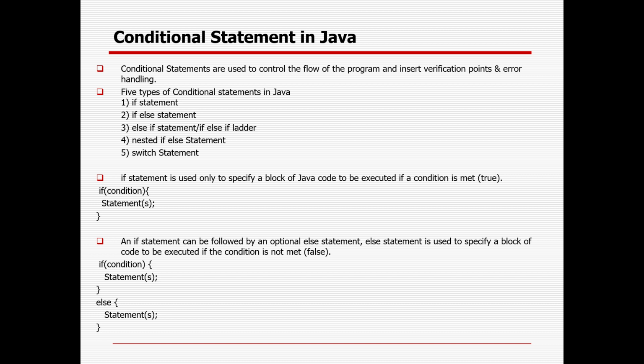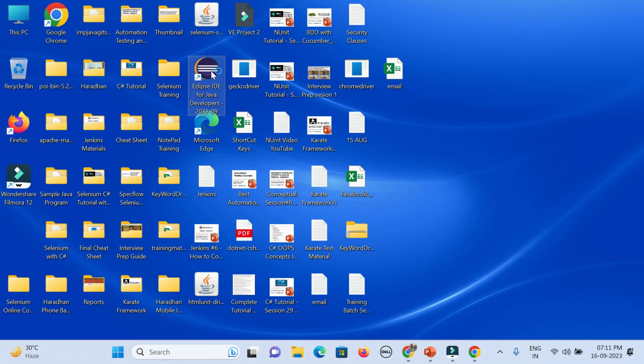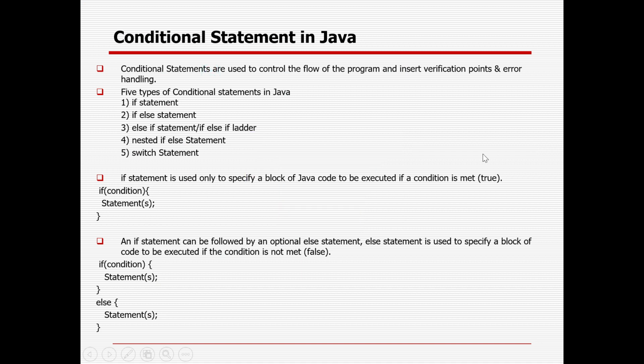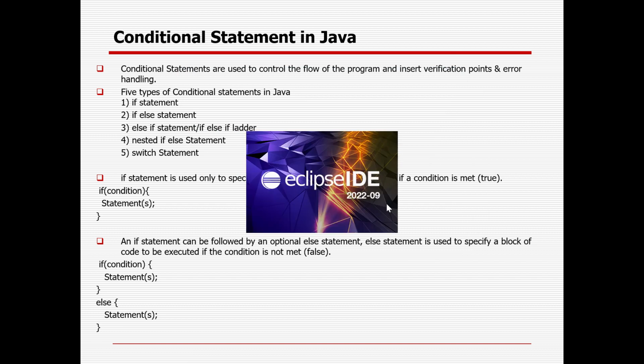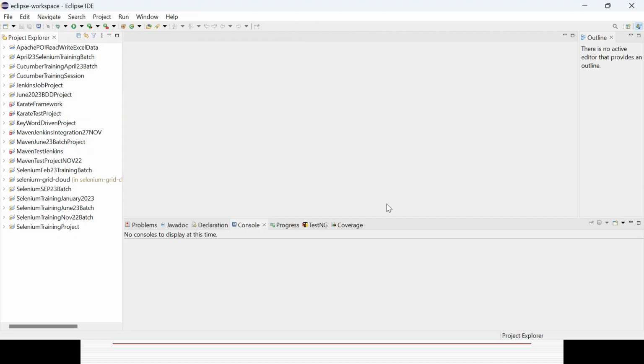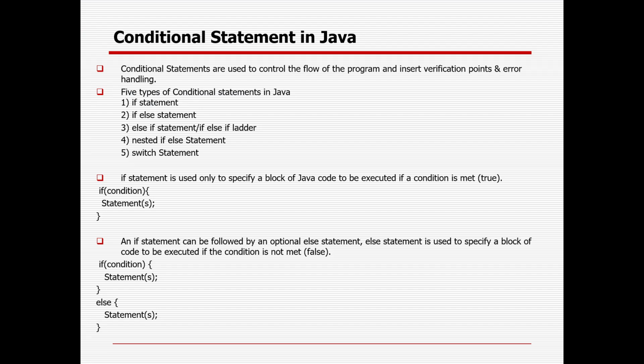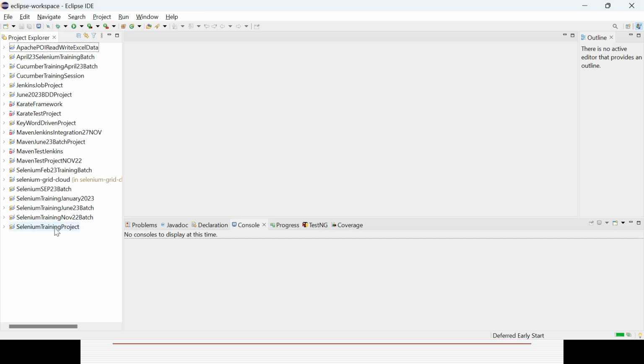So, the if statement is used to specify a block of Java code to be executed only if the condition is true. But in case the condition is not true, or false, then what will happen? That will not be covered in the if statement. So that is the drawback of the if statement. To overcome that drawback, an if statement can be followed by an optional else statement. The else statement is used to specify a block of code which is executed in case the condition is not met or false. I will cover how you can create the if and else statement.